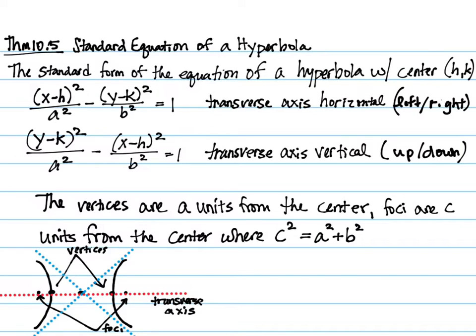I'm not going to draw all the pieces in, but we can have it opening up and down like this. This is what happens when the transverse axis is vertical. What did you say the blue lines were? The blue lines are asymptotes.